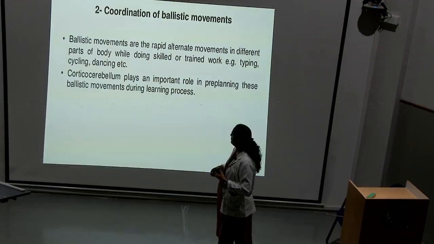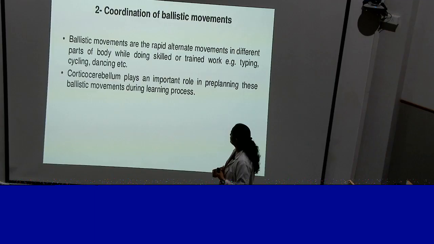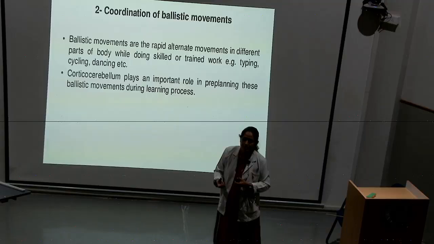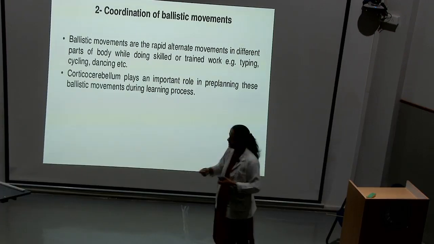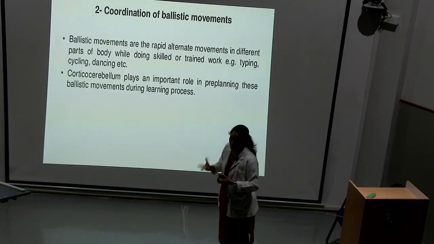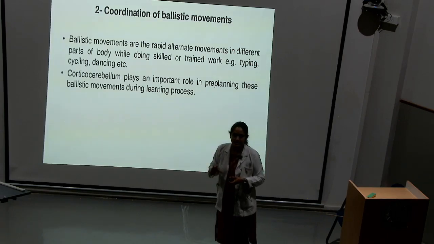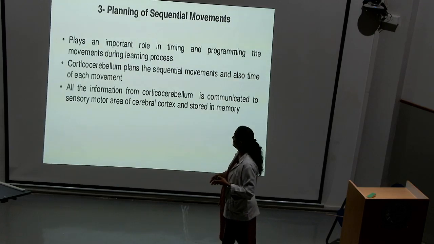Next is ballistic movements. Rapid alternate movements in different parts of the body are called ballistic movements. These are especially used when you are doing skilled work like writing, typing, dancing, cycling, etc. Now, the pre-planning of these movements is done especially in the lateral zone of your corticocerebellum.